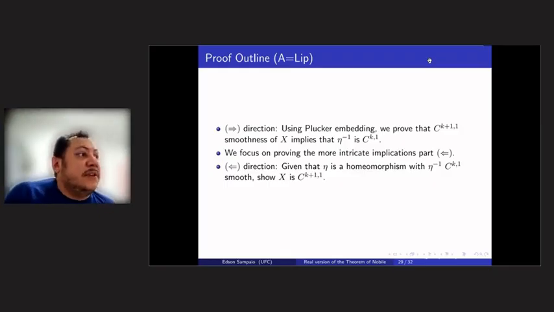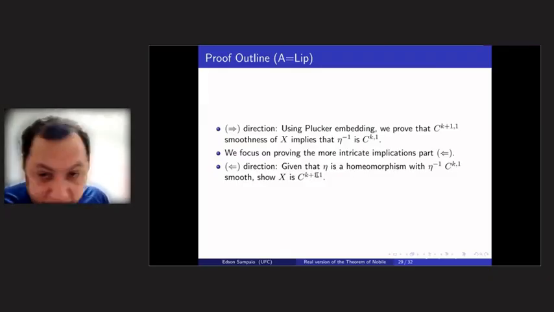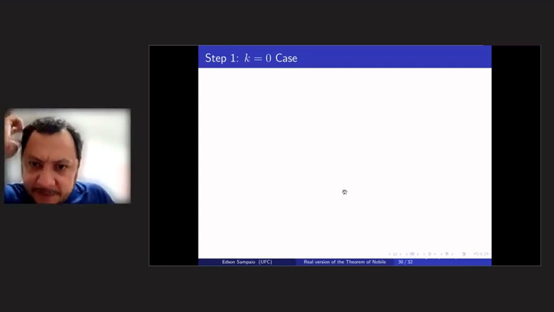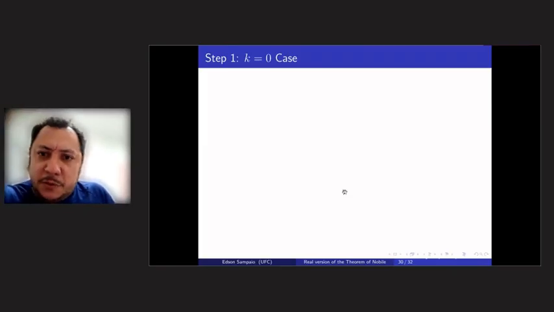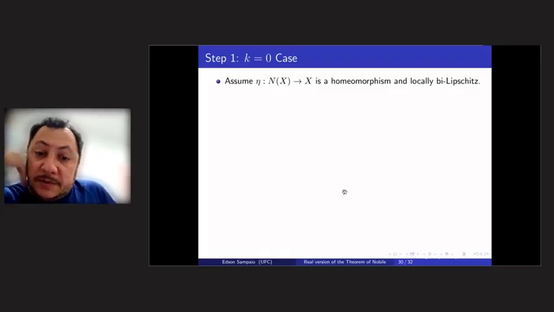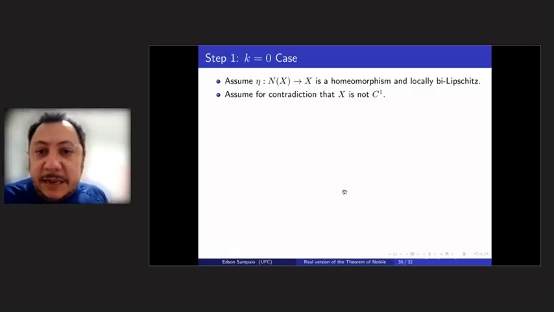So let me assume, for example, eta is a homeomorphism, and the inverse is C^k bi-Lipschitz. I want to show x is C^(k+1). Just to begin, let me assume, firstly, k is equal to 0. So we have to prove x is C^1. In particular, k equal to 0, this means x is a homeomorphism and locally bi-Lipschitz. So assume by contradiction that x is not C^1 to start our proof.